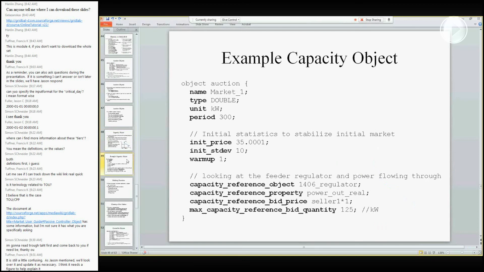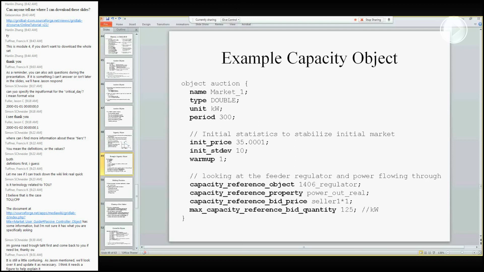So just to give you an example of how this capacity object might be set up in an auction. Again, we're looking at giving it a name. Here we're declaring the type of auction it is. In this case, we're doing a full double auction market. The units in it happen to be kilowatts with a 5-minute interval between markets. We're doing some initialization to stabilize the market, and then we would set something up like, say, for example, in this case, we have a substation regulator that we're looking at, and we want to say, okay, here's the name of the object that we're looking at. Here's the property that we want to look at inside of that object to measure real power.